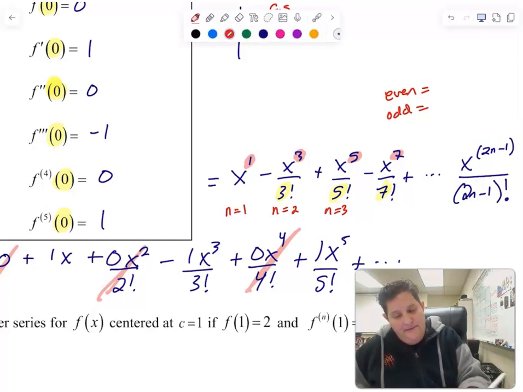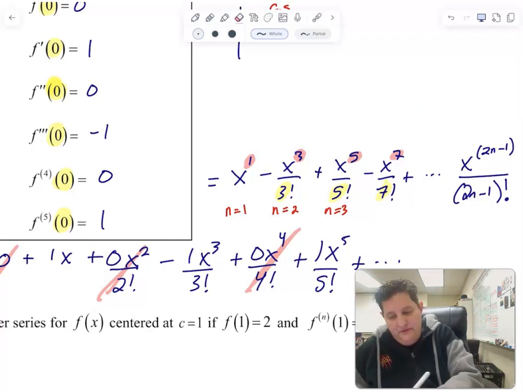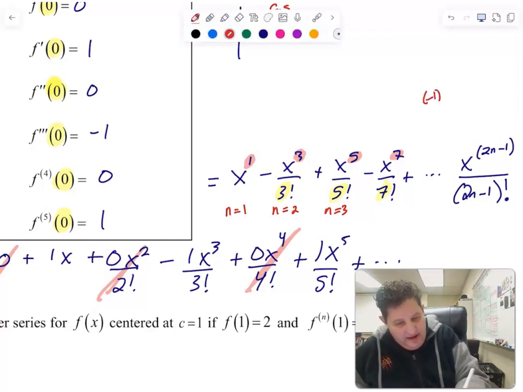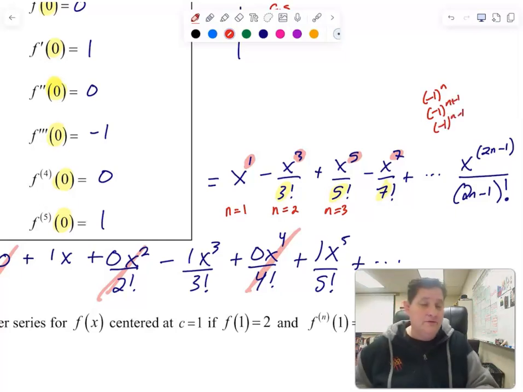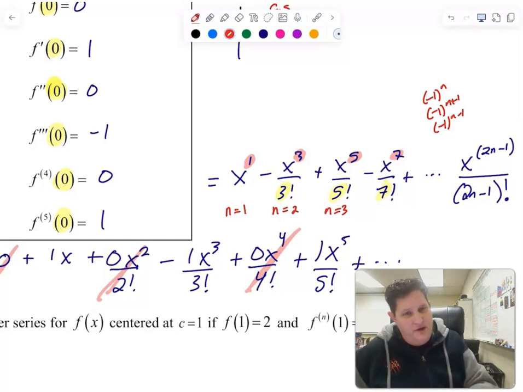So now, whenever you want to alternate something, you go negative 1 to the n, or negative 1 to the n plus 1, or negative 1 to the n minus 1, depending on whether it starts with a positive or negative. So this one starts with a positive.